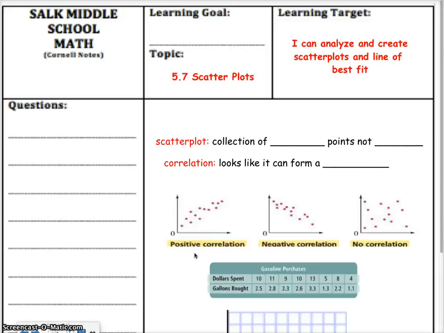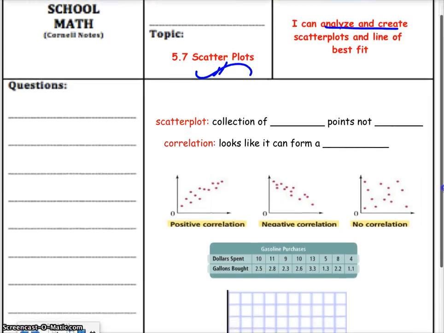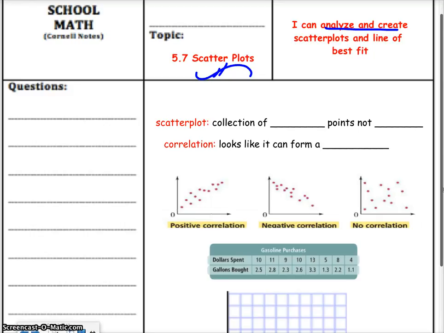Okay, we're moving on to our last lesson on scatter plots. Your target: you can analyze scatter plots and lines of best fit. That's the two things you're going to be able to do, or three. So, vocab aligned with this.